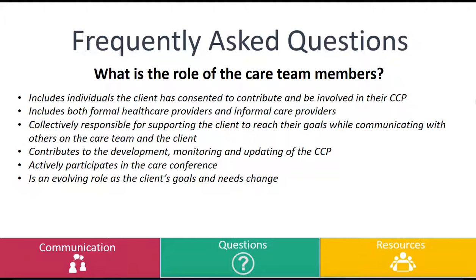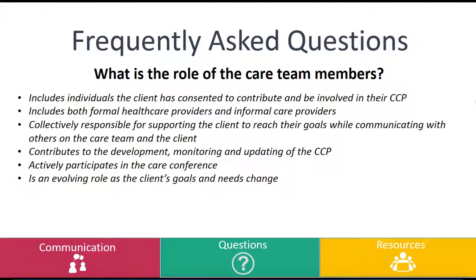Care team members can include both formal and informal care providers, so really think outside of the box as to who that may be within your organization. Informal care team members can include family, friends, neighbors, or even someone from church who provides food or transportation. Basically, anyone that the client feels is a support and that they want to be part of the care team.